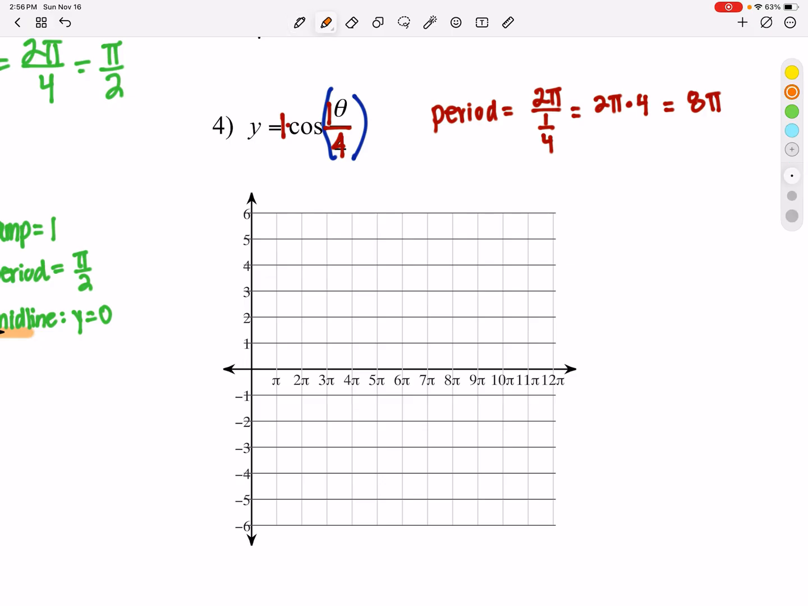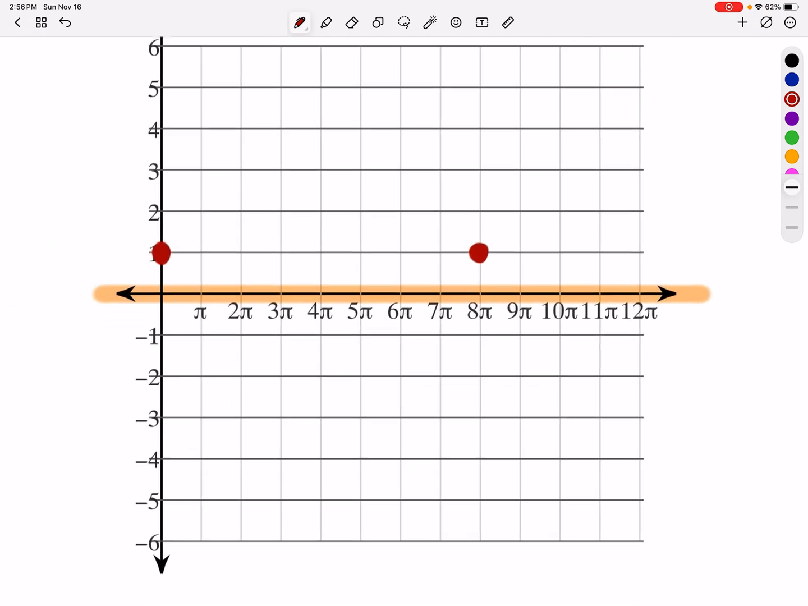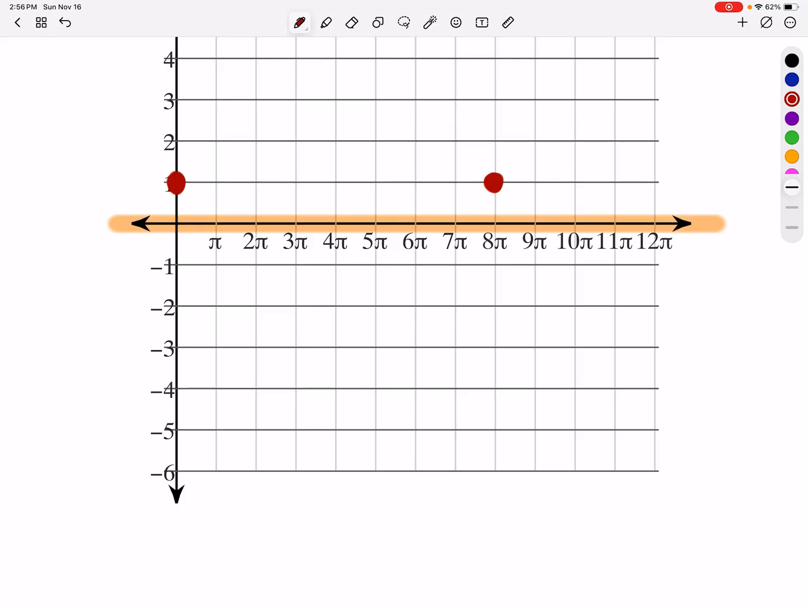I'm going to highlight the midline of y equals 0. Cosine starts at the max, and that's going to be 1 unit above the midline. And then 8 pi later will be at the max again. And then halfway between 0 pi and 8 pi, we are at 4 pi, of it having a minimum. And then halfway between 0 pi and 4 pi, the input would be 2 pi and we'll be at the midline.